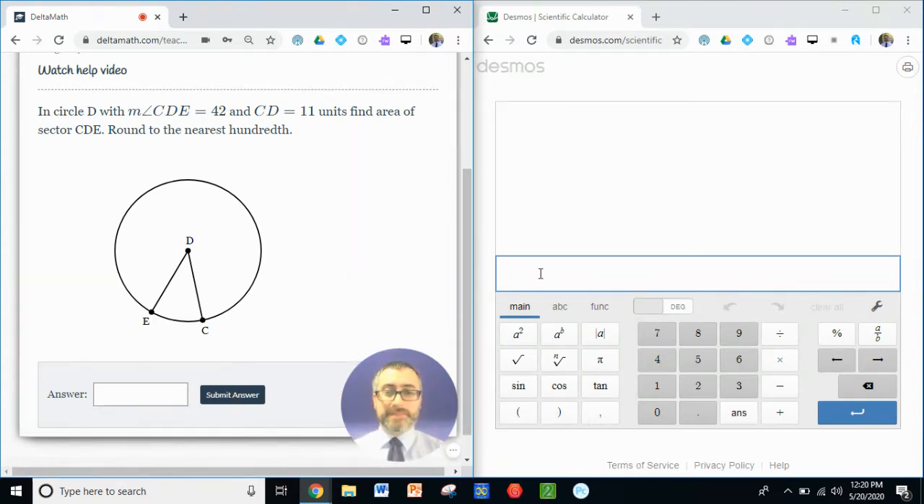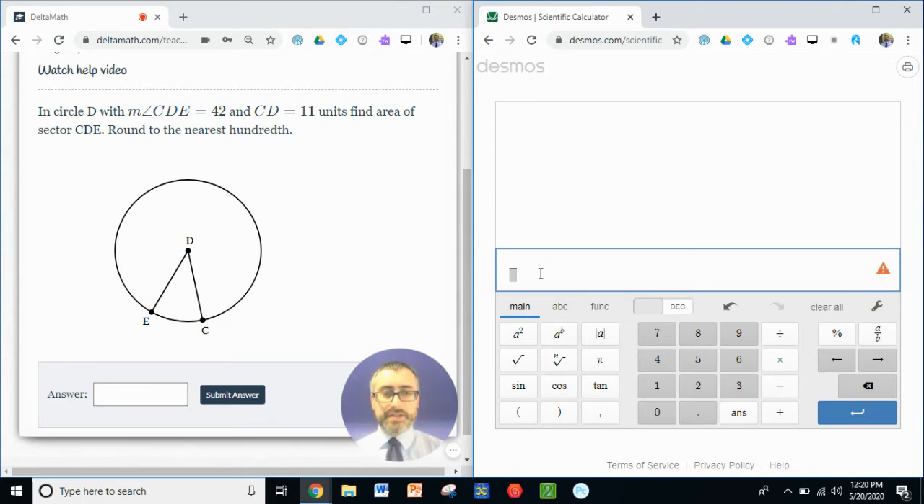Let me show you. For this problem, I'm going to set up a fraction in my calculator, and then in the numerator, I'll have 42, the measure of the central angle, and in the denominator, I'll write 360, the total number of degrees in the circle. And then I multiply that by pi, and multiply that by the radius, the length of one of these segments, squared.